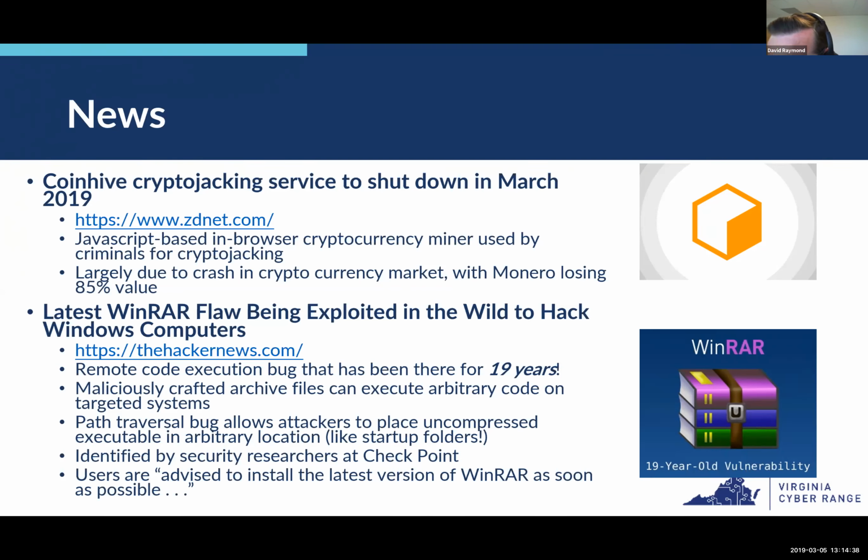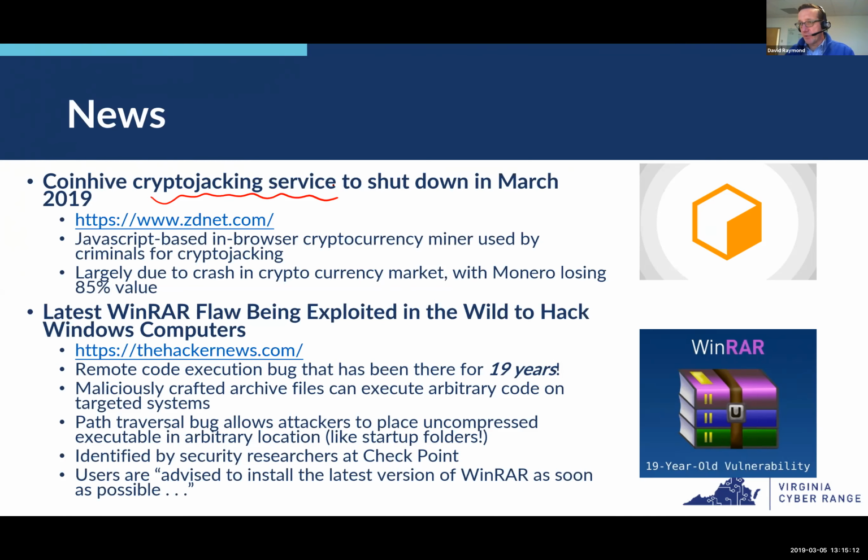So Coinhive is shut down. We talked about Coinhive in one of these weekly workshops before Christmas, so that would have been late 2018. Coinhive is a website, and this headline calls it a cryptojacking service, and that's really not what it was. The people who created Coinhive would argue that that's not what they are, or what they were.